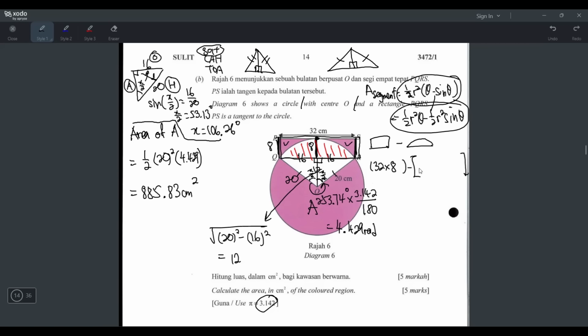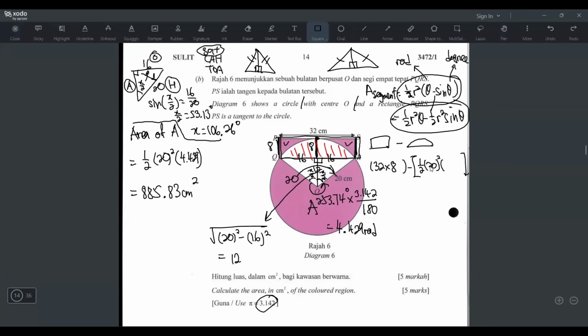Okay, so let's write 1/2 r square, and for the r it is 20. And then for the theta minus sine theta. For this theta it has to be radian. And for this theta it has to be in degrees, because if there is sine cos tan before, then the angle has to be in degree. Okay, what is the angle in degree and radian? You don't tell me 4.429. No, no, no. 4.429 is here to here. I want the angle from here to here now, in radian. Of course, you already know the angle from here to here in degree is 106.26, right?